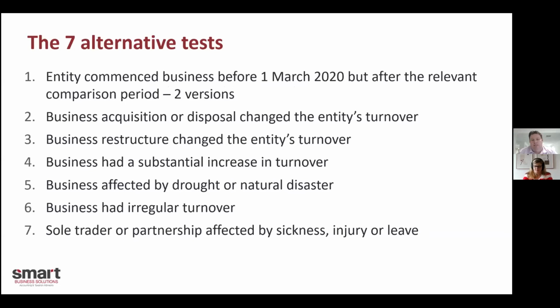Business acquisition or disposal that had an impact on the entity's turnover, and any other restructures. What we're talking about there is internal restructures. We'll talk briefly about how that can get you into an alternative test scenario. Businesses that have had a substantial increase in turnover. This is going to be one of the more popular tests, and we'll go through some examples in detail of how that works. Businesses affected by drought or natural disaster. I won't spend too long on that.